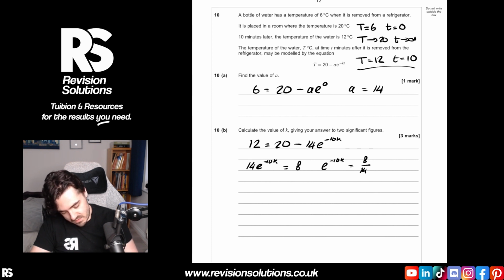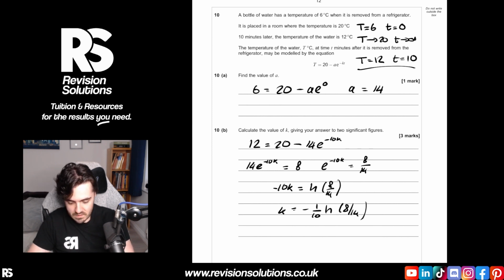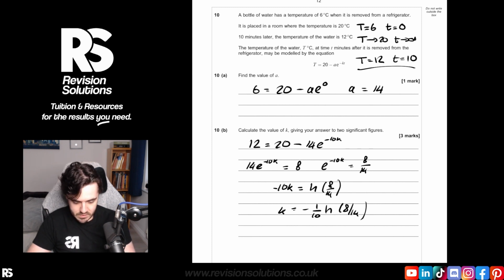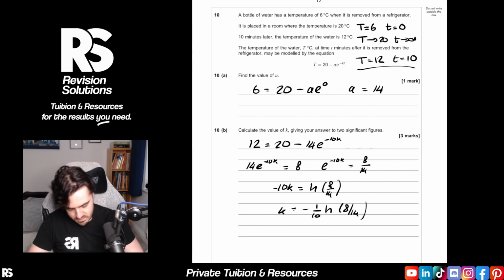And then using the natural logarithm, minus 10k must equal the natural log of 8 over 14. Or k equals minus 1 over 10 times the natural log of 8 over 14. And then using a calculator to check the value, so minus 1 over 10 times the natural log of 8 over 14 comes out as 0.055961.